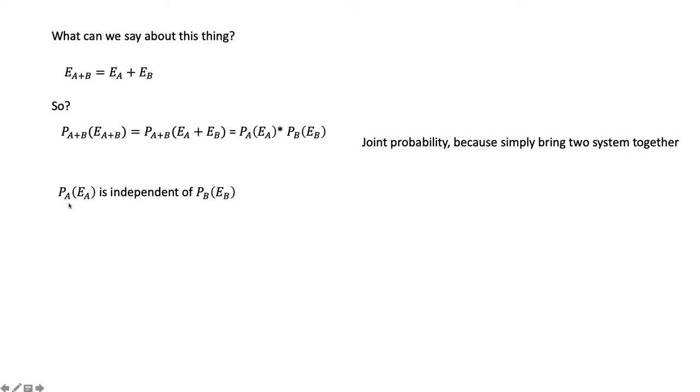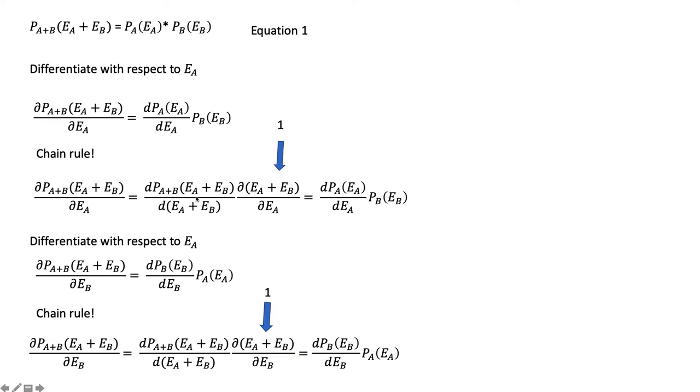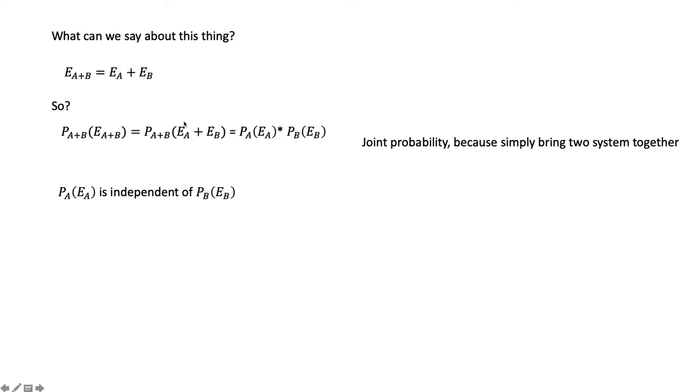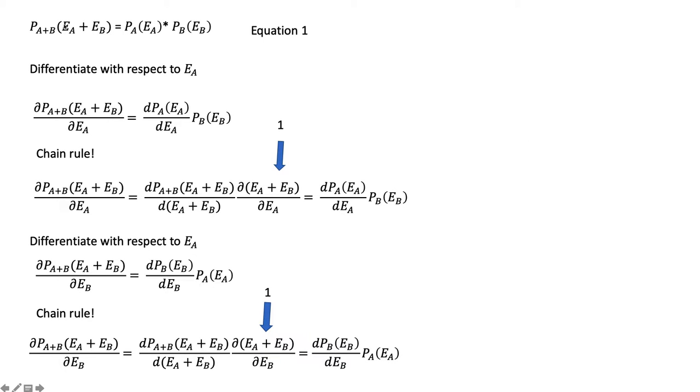So that tells you that the probability of A is independent of the probability of B. Now we take the second part of this equation and we call this equation 1. If we differentiate it with respect to EA, then the left-hand side will be a partial derivative with respect to EA. And on the right-hand side, this part is not a function of EA, but this is. So you hold this constant and you take the straightforward derivative for this.